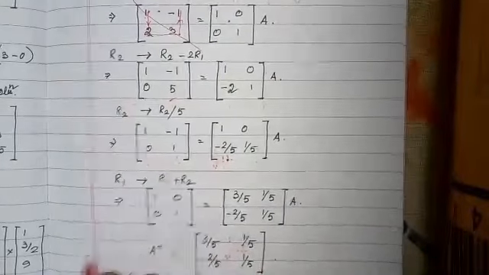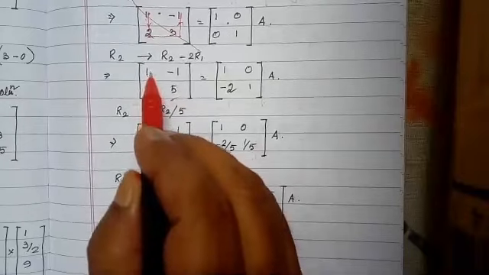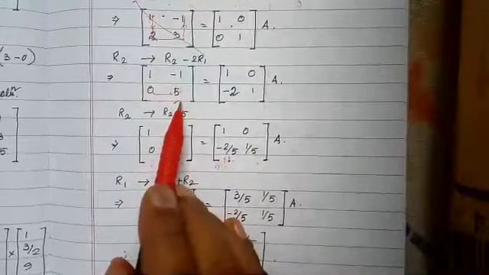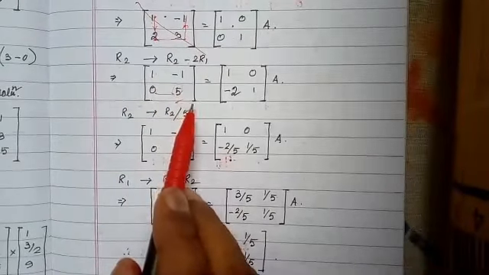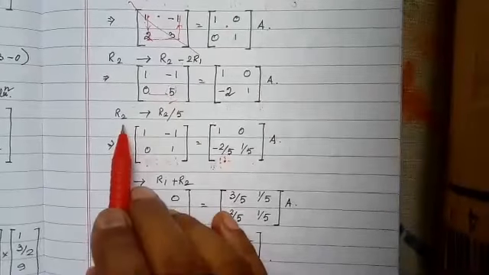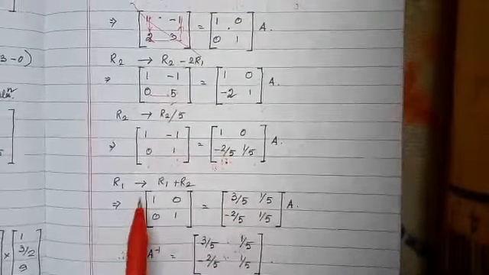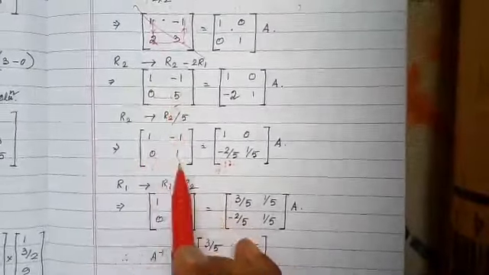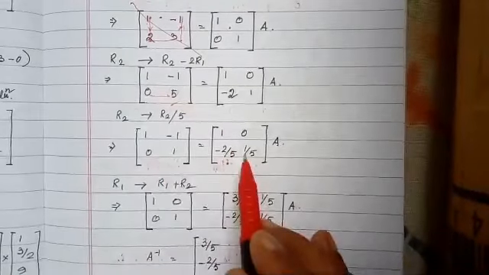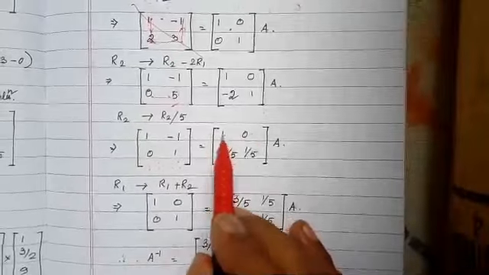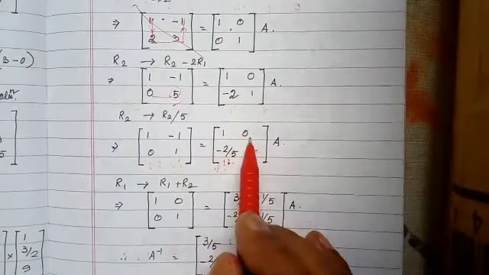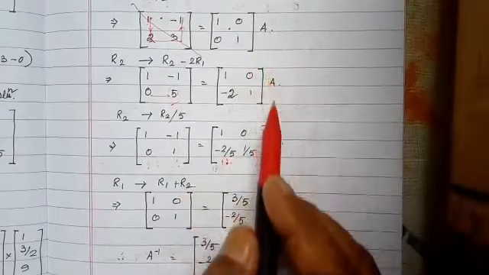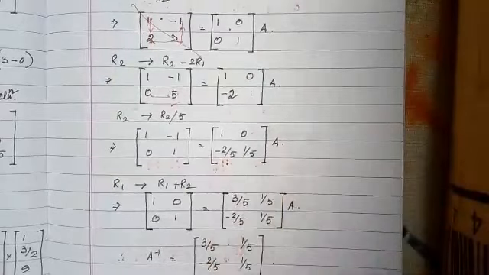Next, from this to this, then the turn goes to this element. This is 5. How to make this 1? As this is the diagonal element, we have to divide 5 by 5. So R2 is replaced by R2 by 5. And it becomes 1, minus 1 as it is. Change will come here. It is 0. 5 divided by 5, 1. The same operation is done here. R2 is divided by 5. There is no change in R1, so R1 is written as it is. And for R2, minus 2 by 5 and 1 by 5. We have to write A here. Don't forget to write A, otherwise it will be cancelled.